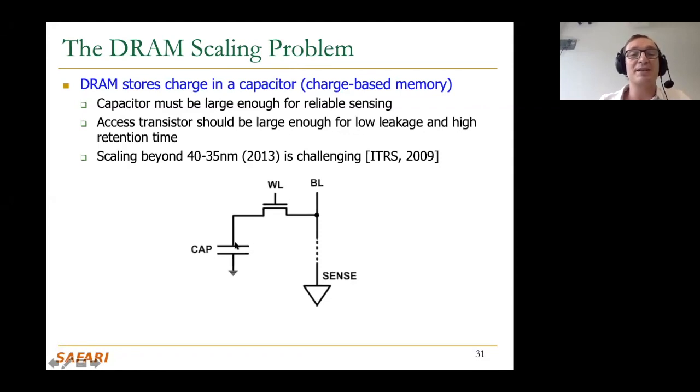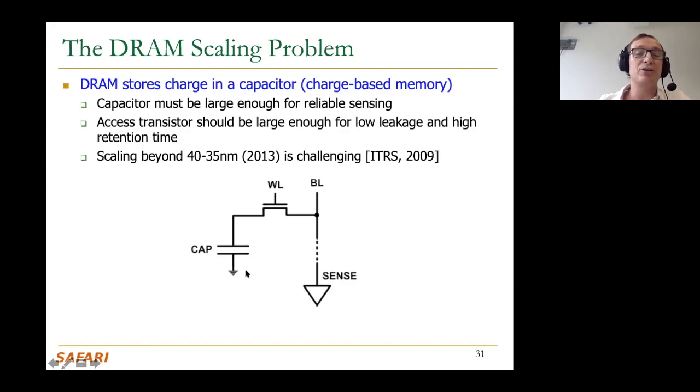And this capacitor must be large enough for reliable sensing. And all of the access structures must be large enough as well. So this access transistor is really more part of the access structure, and that needs to be large enough for low leakage and high retention time, as well as good sensing. And all of this, everything else should work also.